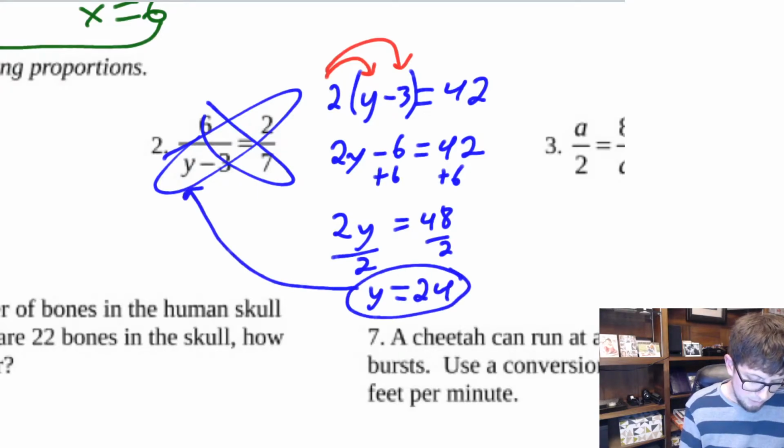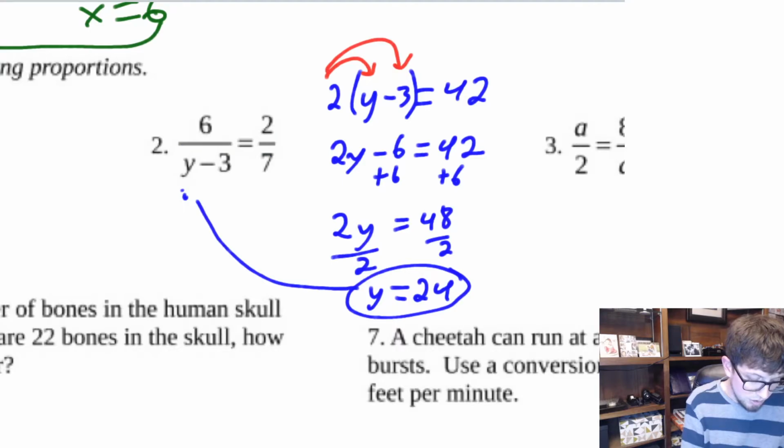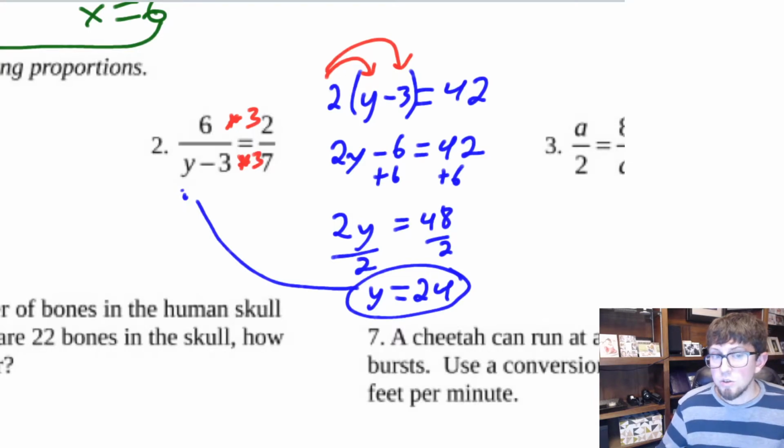So if we were to plug that back in, what will you notice? Well, these are proportional. Think about it this way. 2 times 3 gives me 6. 7 times 3 gives me 21. What's 24 minus 3? 21.